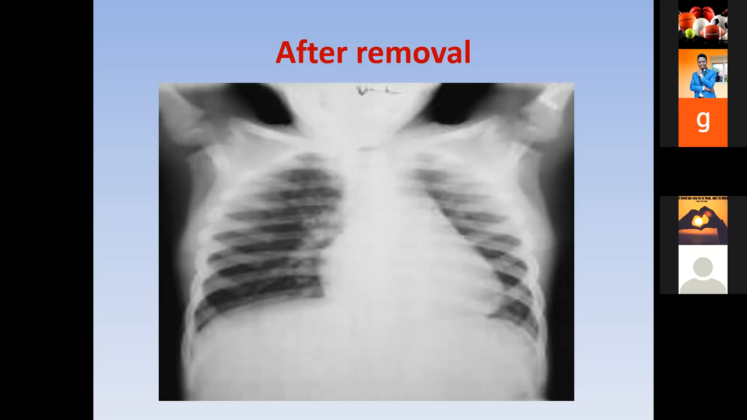So subtle reduced air entry without crepitations also should give you a high index of alert for a missed foreign body. And three, radiograph is also very important. Why? You do not have to look for the foreign body. Sometimes it's opaque and you can see it, but sometimes you need to follow the air column. So you have to follow the air column and you'll be able to appreciate the foreign body. So that's how you handle the missed foreign body.